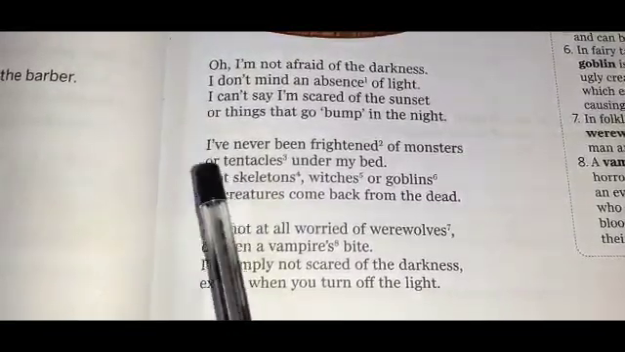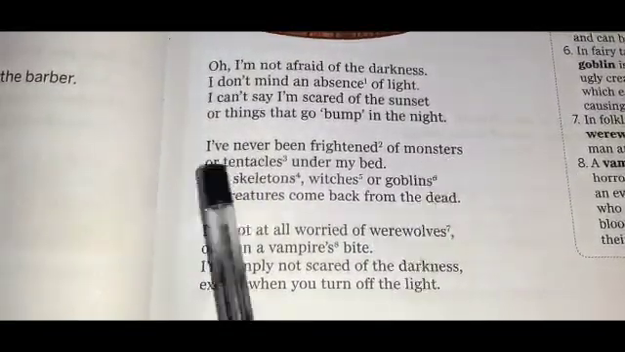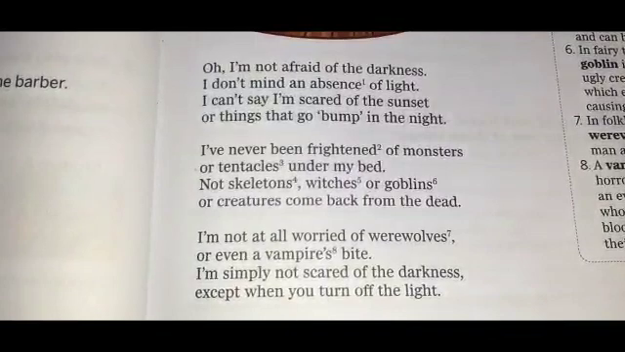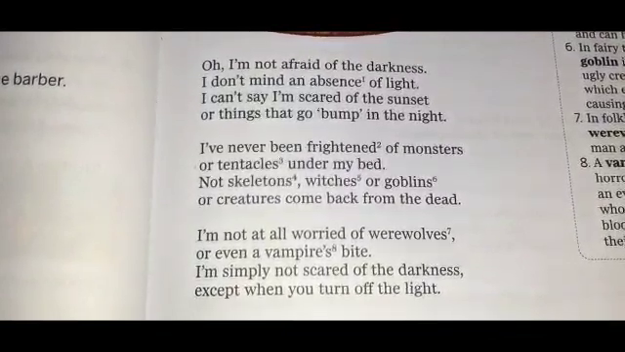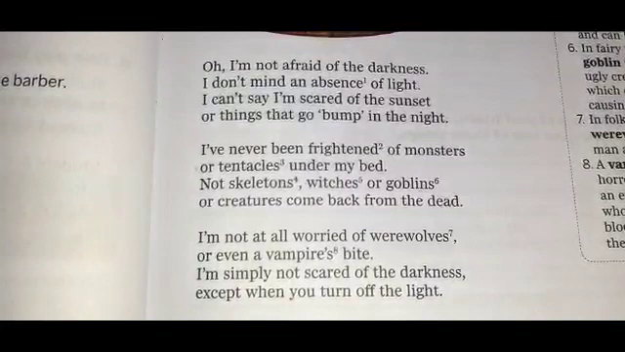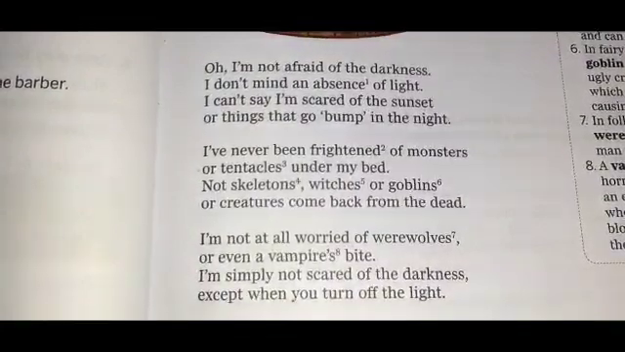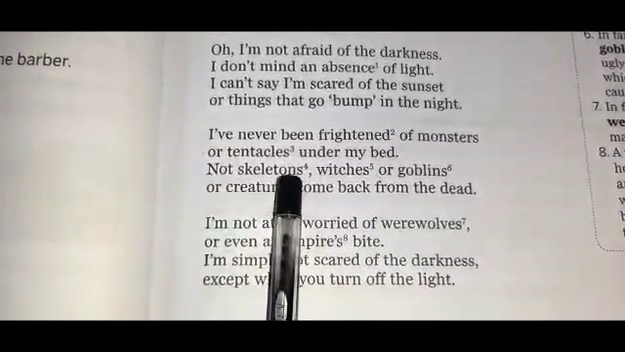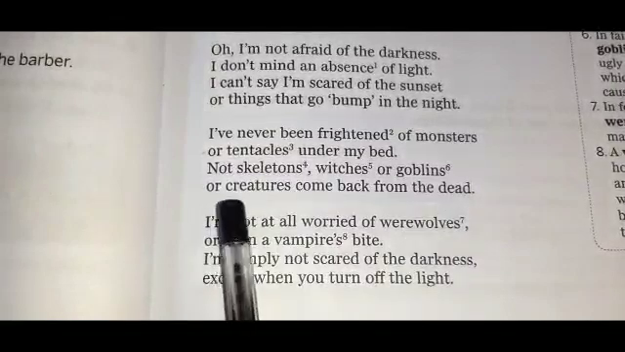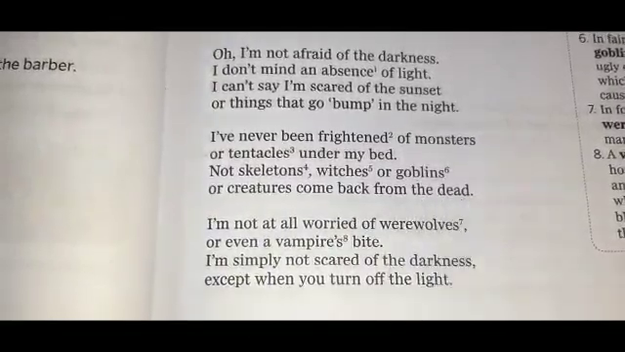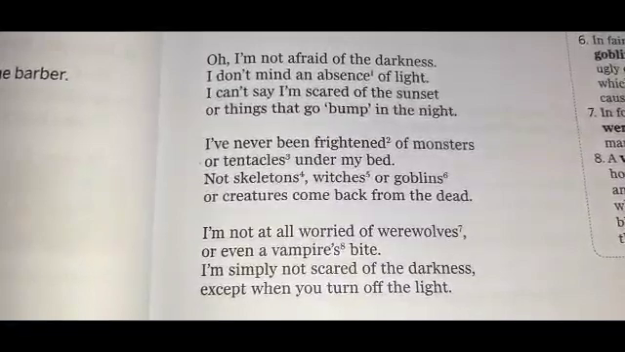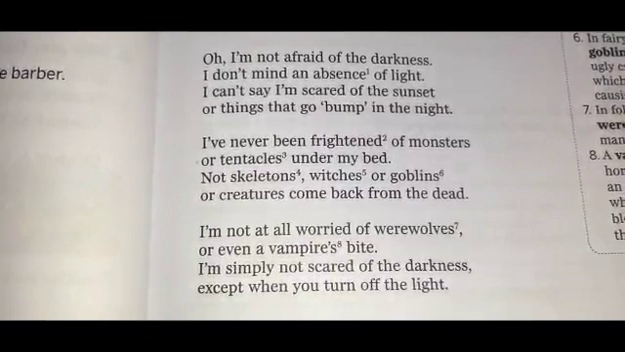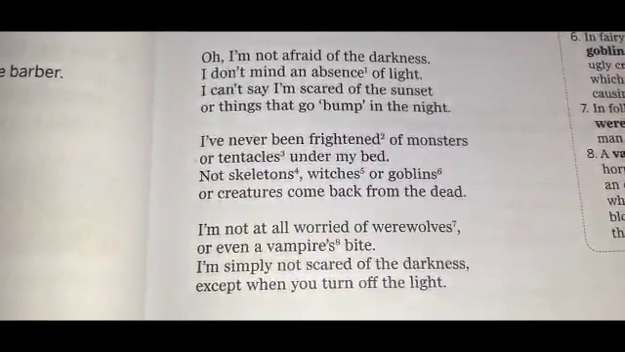Now the second stanza, I've never been frightened of monsters or tentacles under my bed. This means that the child is not scared of ghosts or monsters or tentacles. Now what are tentacles? Tentacles are arms of water animals like octopuses and squids. Not skeletons, witches or goblins or creatures come back from the dead. The child is also not afraid of skeletons, that is, creatures made up of the bones of humans. He is not scared of witches and goblins.